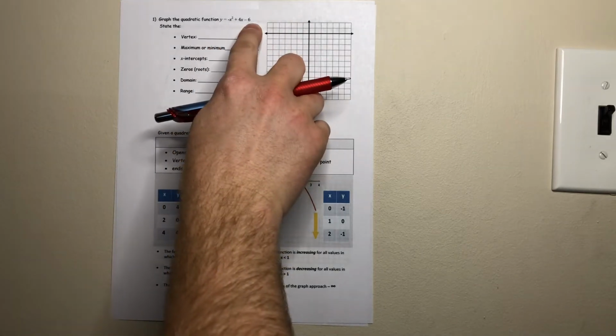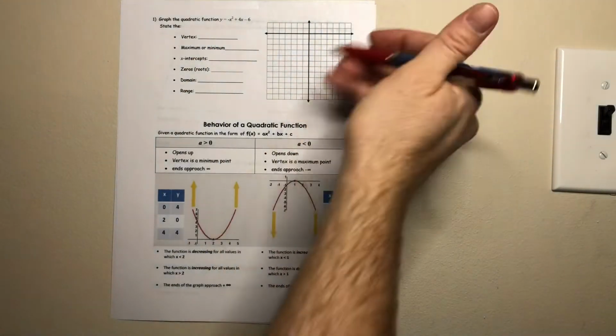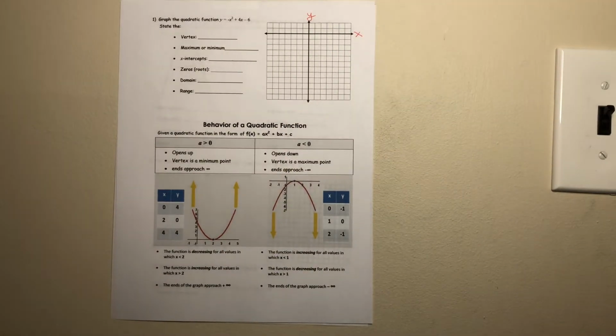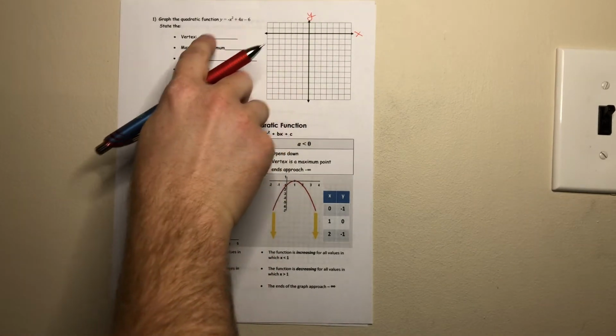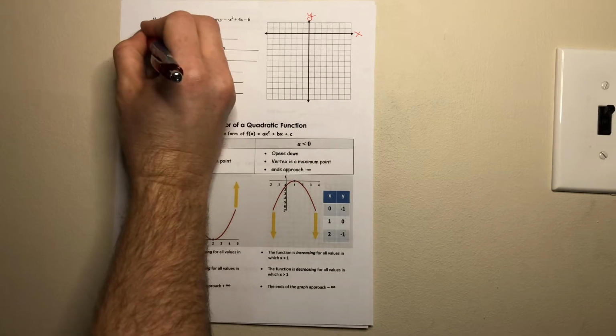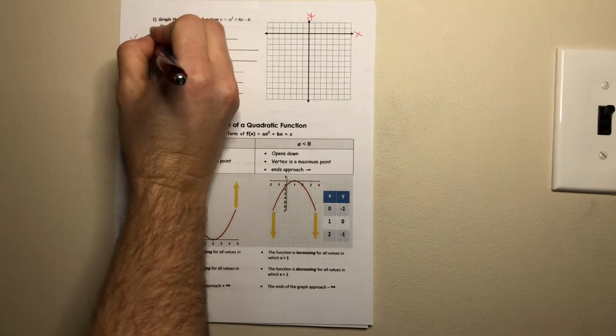All right, here's our quadratic. Now, we're going to graph this thing. This is going to be our x-axis. This is going to be our y-axis. So what I want to do first is find the vertex. So I want to take x equals negative b over 2a.